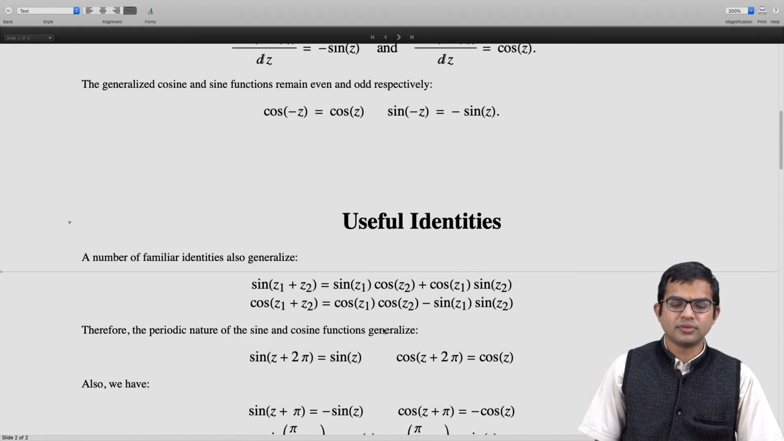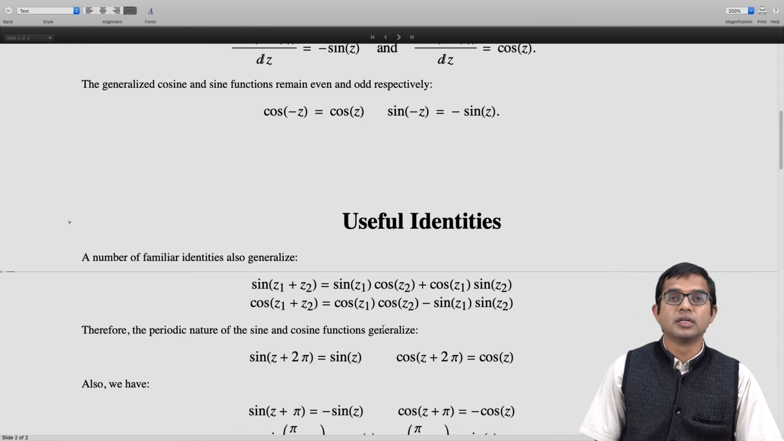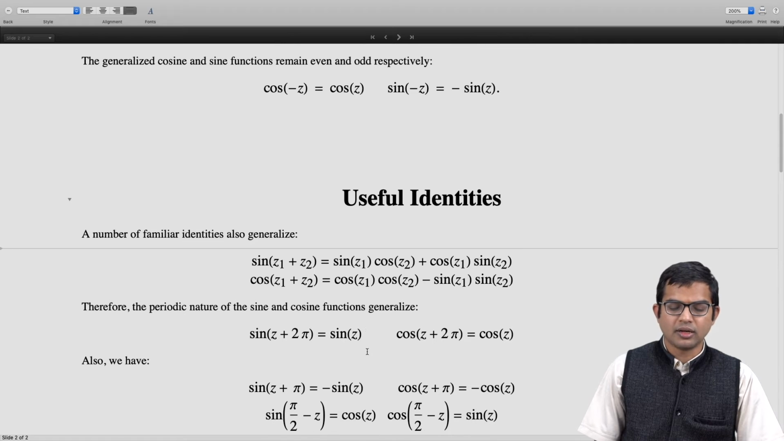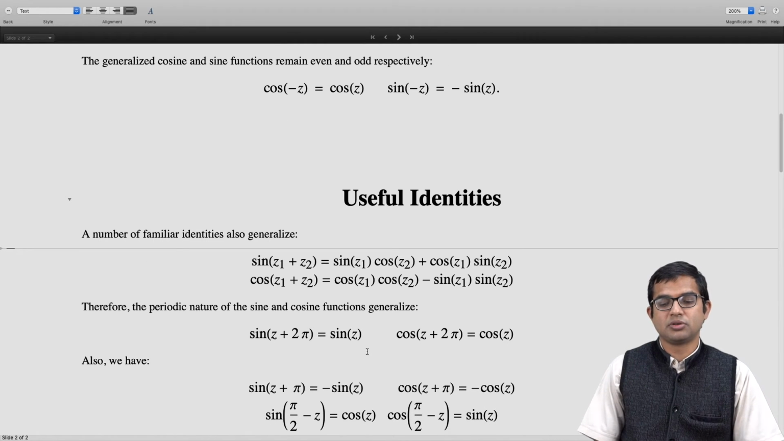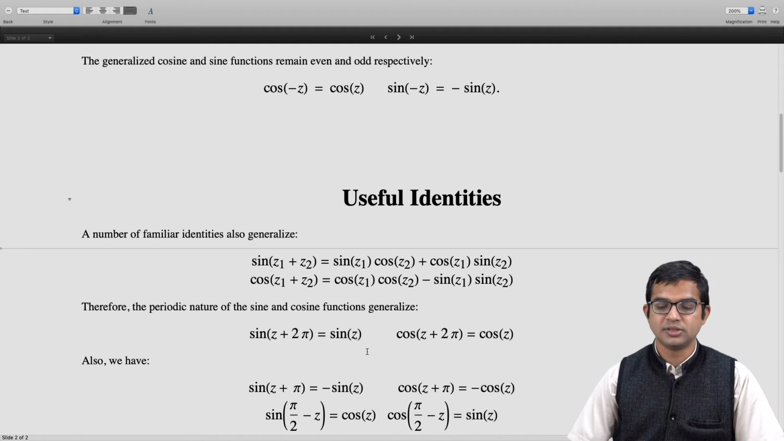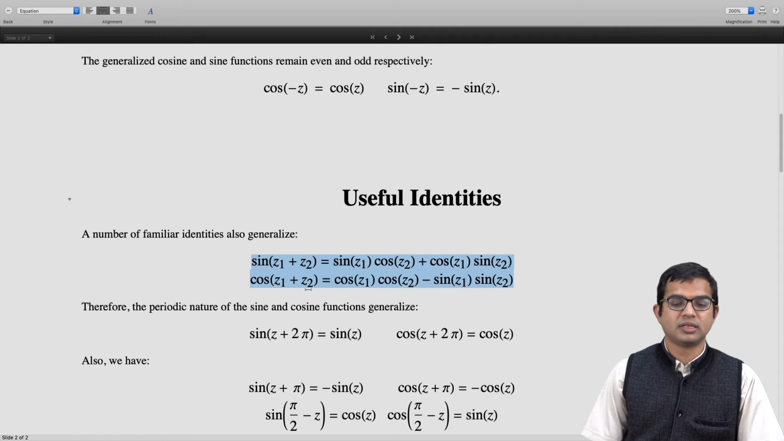But we also have these relations: sine of z plus pi is minus sine of z, and cosine of z plus pi is minus cosine of z. And also we have the relation sine of pi by 2 minus z is equal to cosine of z. This also generalizes: cosine of pi by 2 minus z is equal to sine of z, right? So these identities can also be worked out using these identities, right?